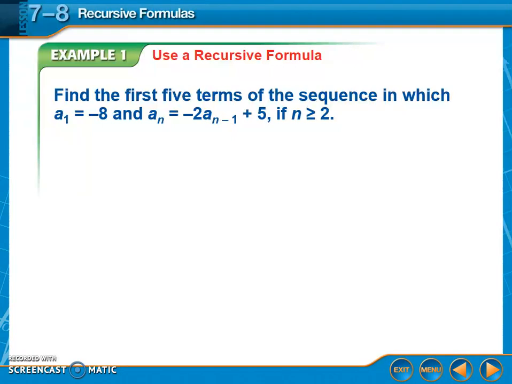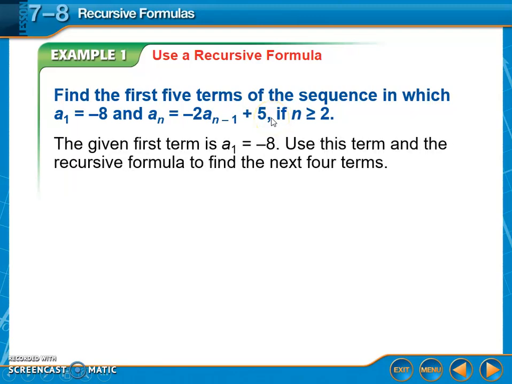So for example 1, it says, find the first five terms of a sequence in which a1 equals -8, an equals -2 times a of n minus 1 plus 5 if n is greater than 2. So basically what a recursive formula does is it builds the next term based off of the previous term. So in this case, this -2 times a to the n minus 1 is saying, to figure out the term an, you're going to take the term right before a of n, multiply by -2 and add 5.